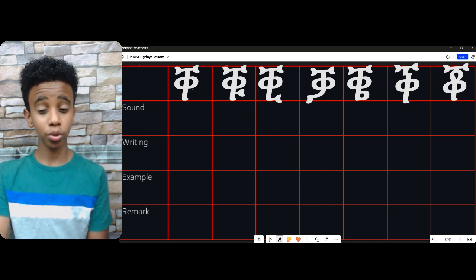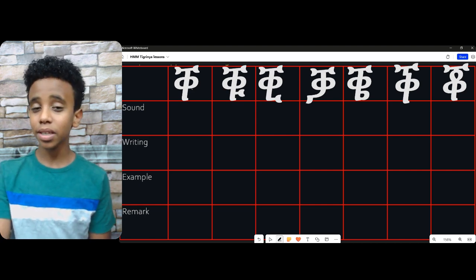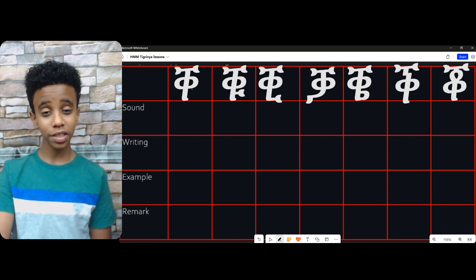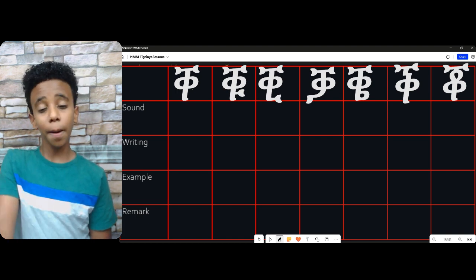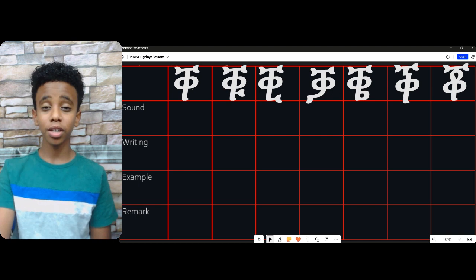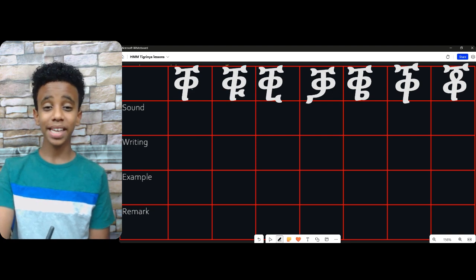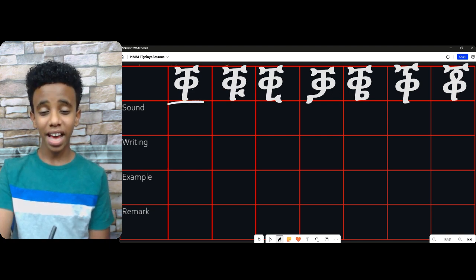Before I show you how to pronounce these Tigrinya letters, I'd like to advise you to repeat after me each time that I say these Tigrinya letters, because if you do, then you will get a better idea on how to pronounce them. So let's go to our first letter. Our first letter is the letter A.